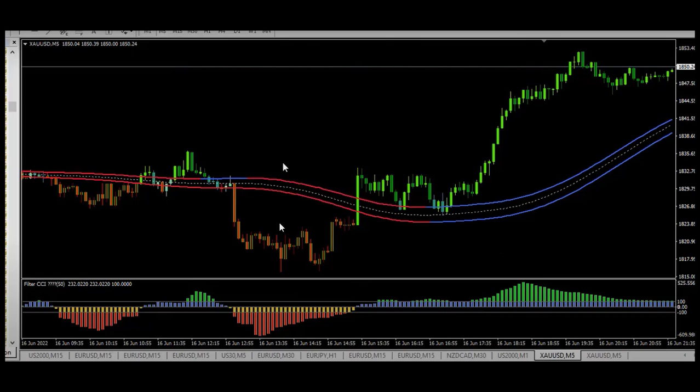Here is another one. This turned to red, but the other color did not confirm. So we are not going to take this trade until the two actually confirm this particular strategy. So this is how to use it. Watch the video of this particular strategy, and if you like it, make sure you practice with it and use it.